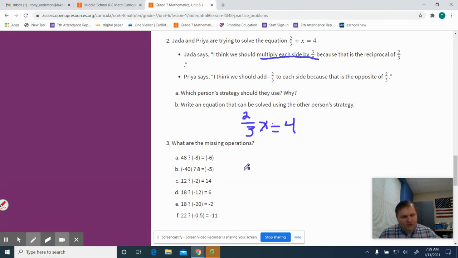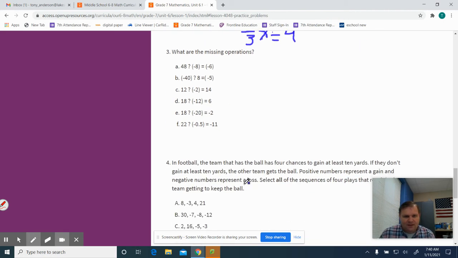On 3, you have to remember those rules that we talked about before dealing with integers. The first one's divide. The second one's divide. C is subtract. Remember, when we subtract, we have to actually add the opposite. That's why it's going to be 14. D is add. E is add. And F is multiply. All right.